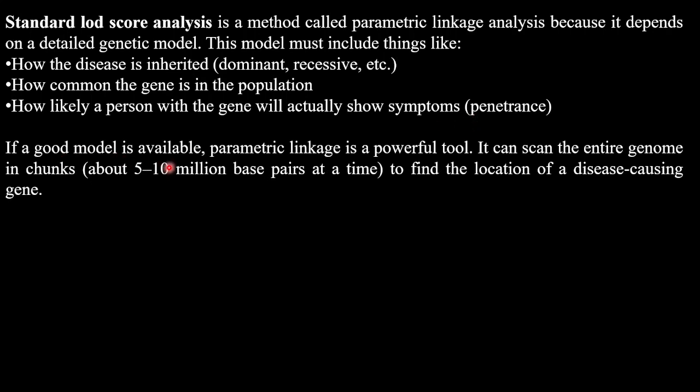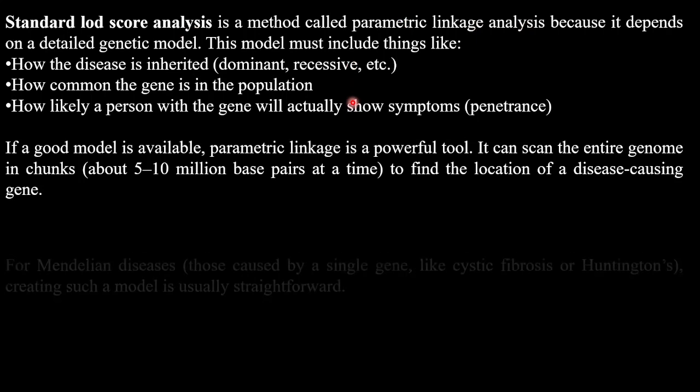If a good model is available, parametric linkage is a powerful tool. It can scan the entire genome to find the location of the disease causing gene, but you should have all the information with you. Then they will create the model. This model is the standard LOD score analysis method in parametric linkage analysis. So, what is the method of segregation analysis? Parametric linkage analysis you can do when all these things are available to you.